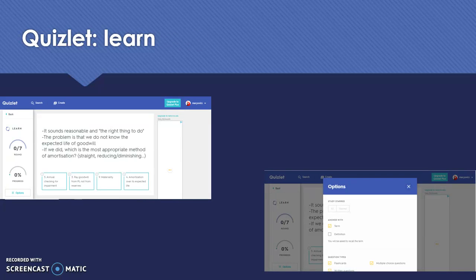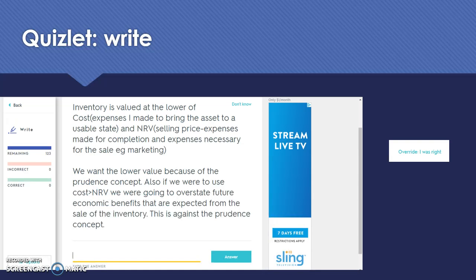You could use the learn function, which gives you the term or definition, whatever you prefer, and you have to pick what it matches to from the multiple choice section. It goes through the terms multiple times until it believes you remember them. You can also use the write function, where it gives you a term or definition, whatever you prefer, and you have to write out the answer. Sometimes you can get this wrong and you override it if you're very close to the answer.